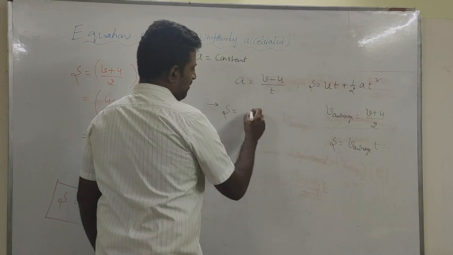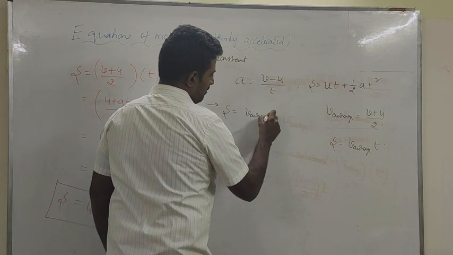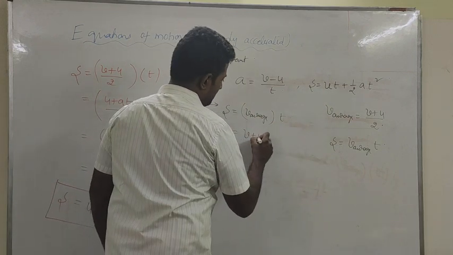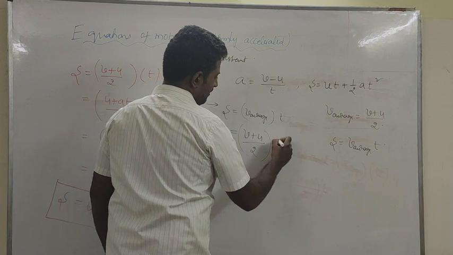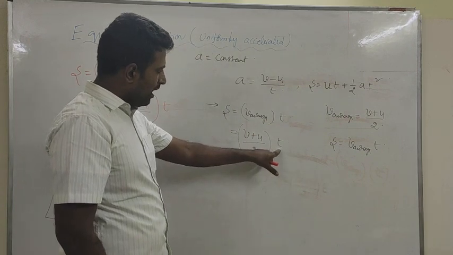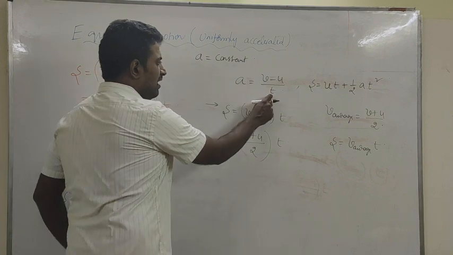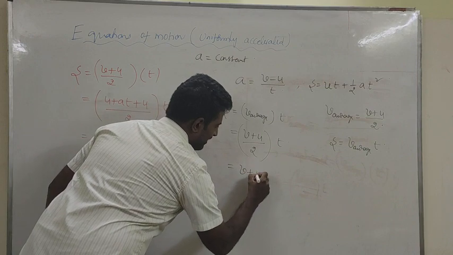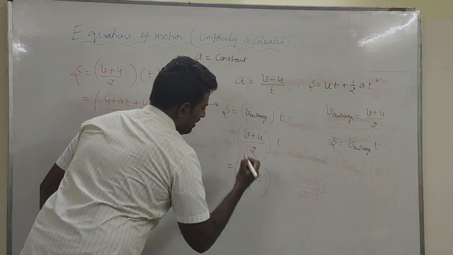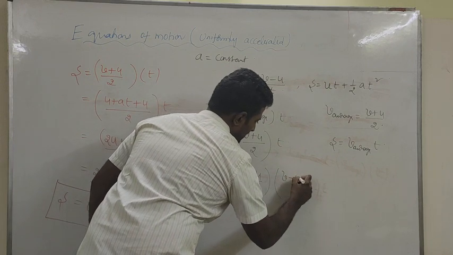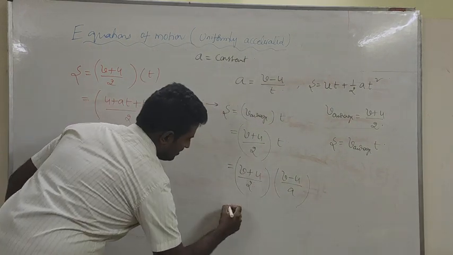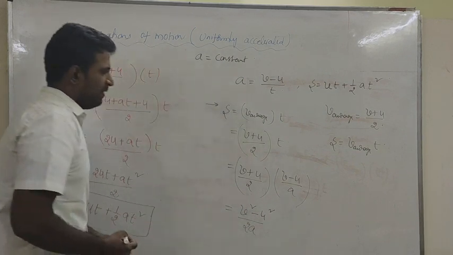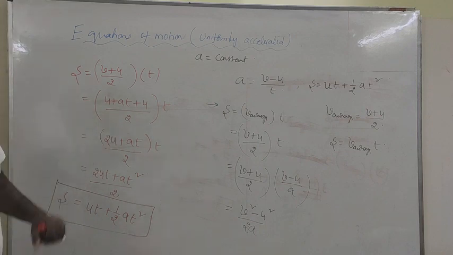S is equal to v average into t, which is equal to v plus u by 2 into t. I will get the expression for t from here. t I will bring to the left-hand side, a will come to the denominator, so t will be v minus u by a. So s is equal to v plus u divided by 2 into v minus u by a, which is equal to v square minus u square divided by 2a. That is one more important equation.